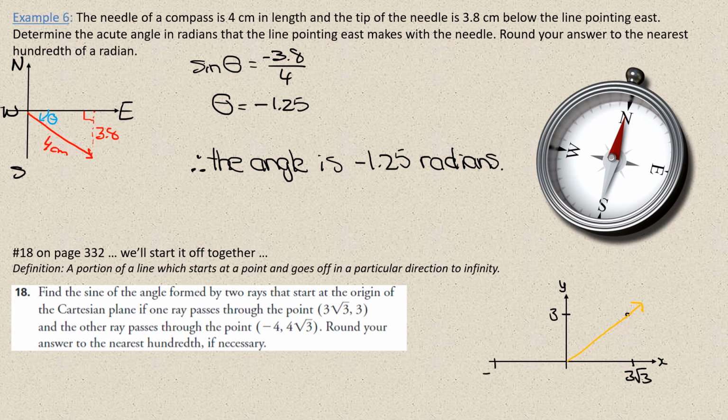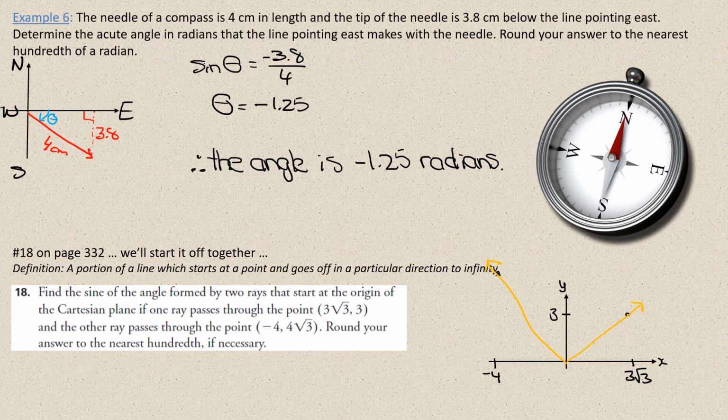Now this is not to scale. This is not where negative 4 would be with respect to where 3√3 is. So negative 4 and 4√3, let's say that's up here somewhere. I'll put it right at the dot of where I have infinity. So we have another ray going through this dot. Let's pretend that's straight. So there's my other one.